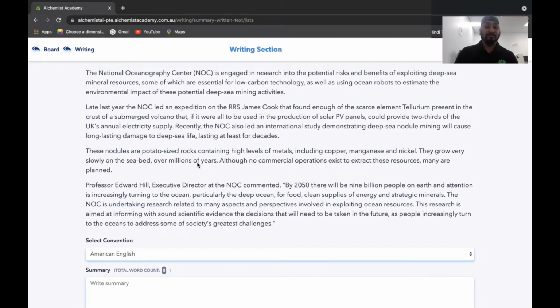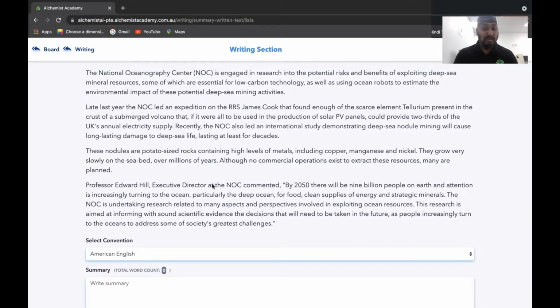Let's go through it. So first of all, let's quickly skim and scan this question. So I can see Oceanography Center, research, deep sea mineral resources, carbon technology, deep sea mining. NOC is doing some kind of volcano research.